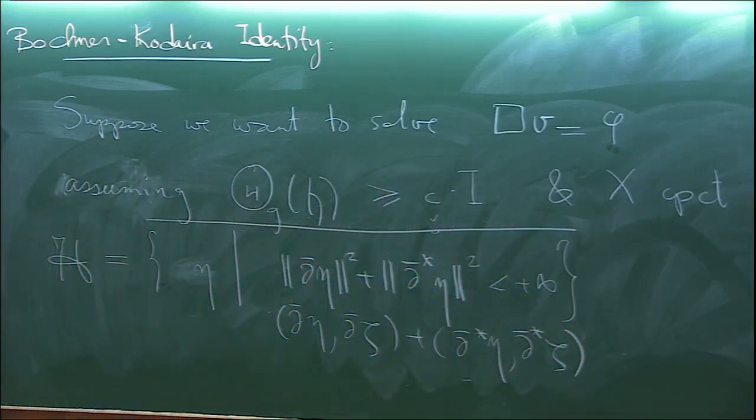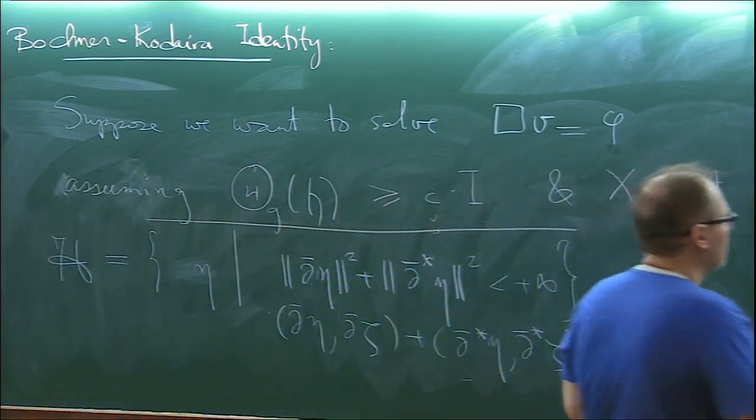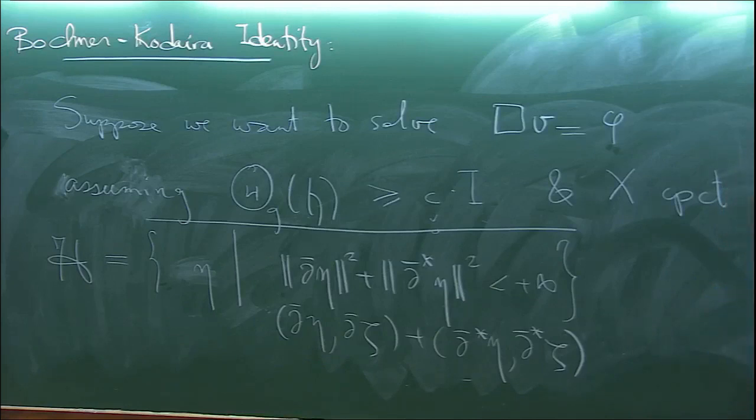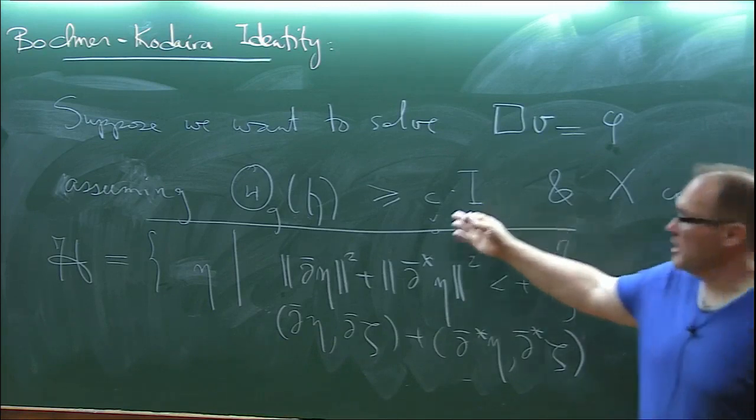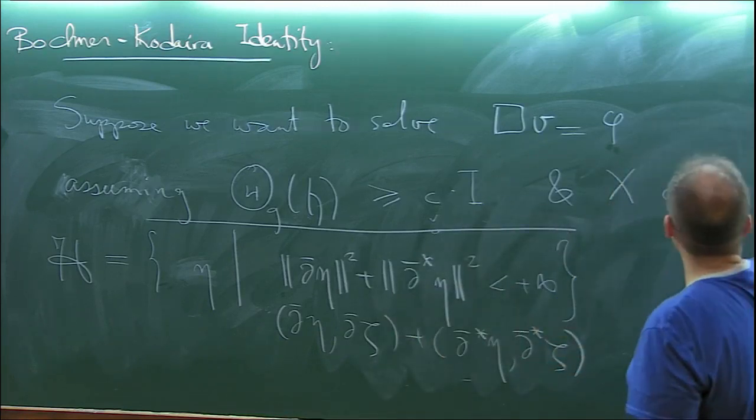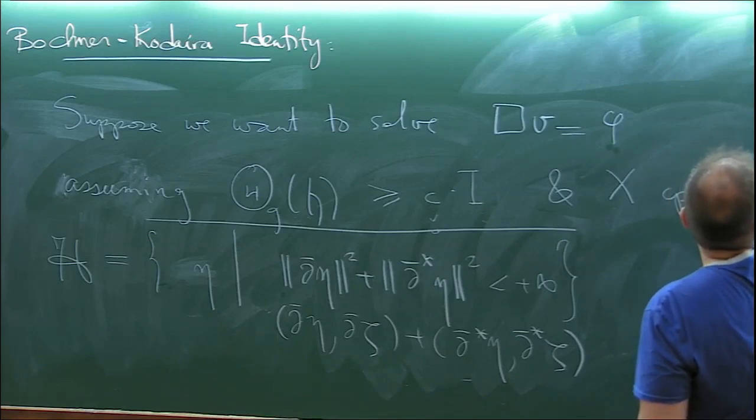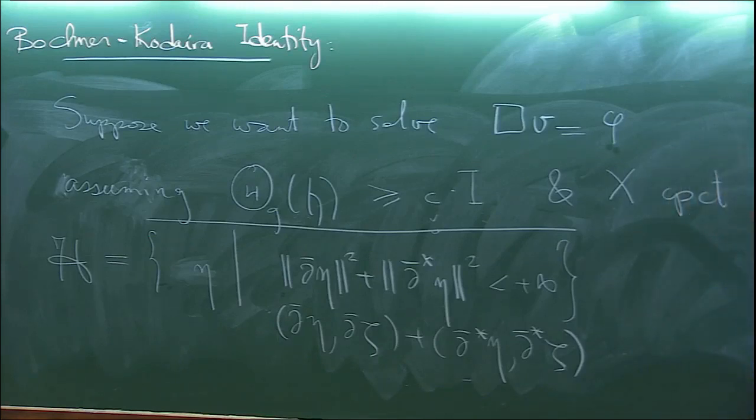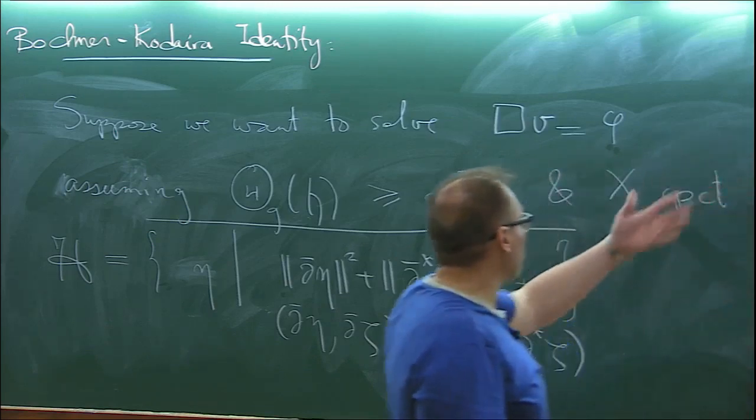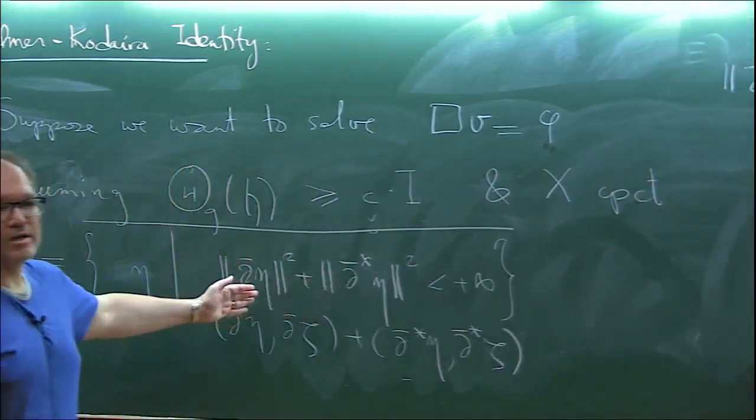No, not here. So I have this H. You'll see why in just a minute. And so what does this hypothesis mean in terms of this norm? This hypothesis exactly means that the norm of d bar star eta squared plus the norm of d bar eta squared is greater than or equal to c times the norm of eta squared. So this hypothesis implies that this is a well-defined inner product.